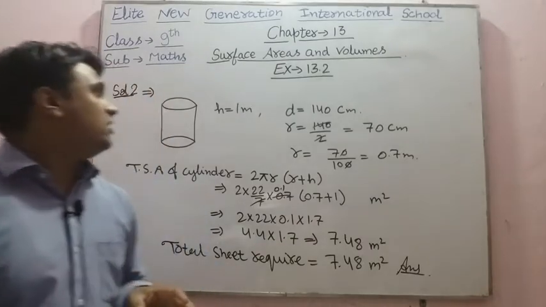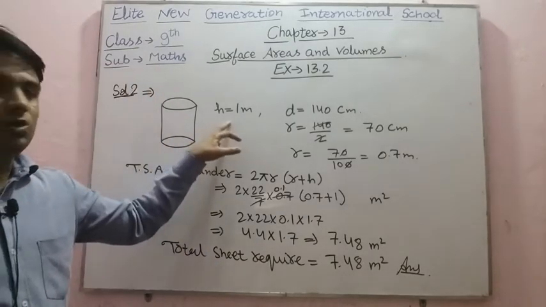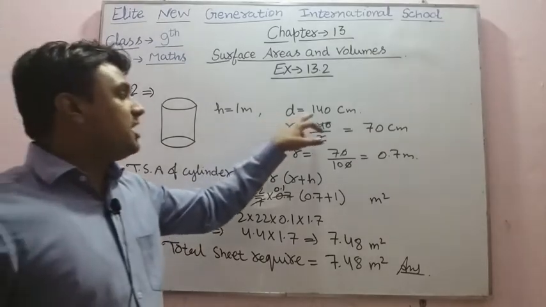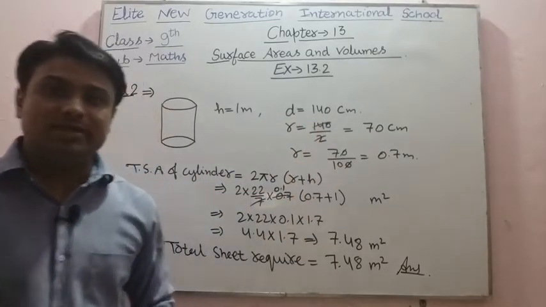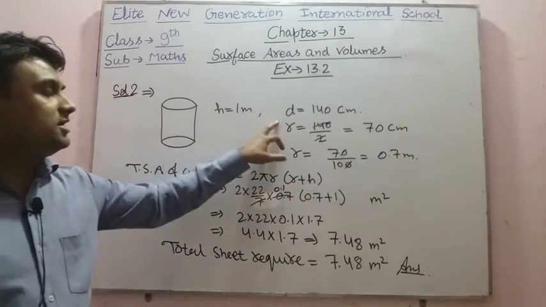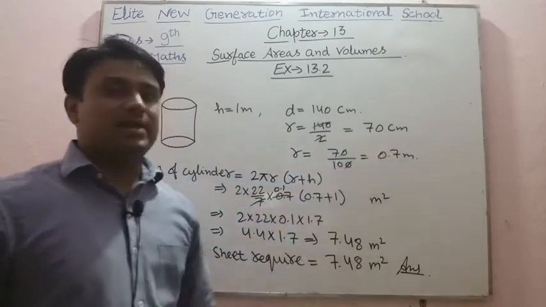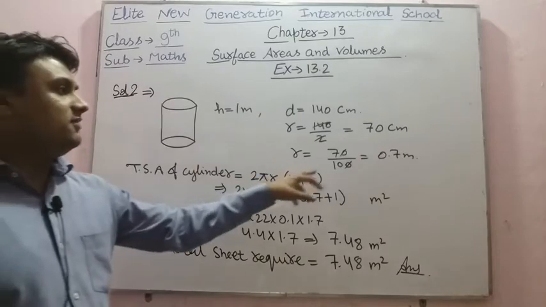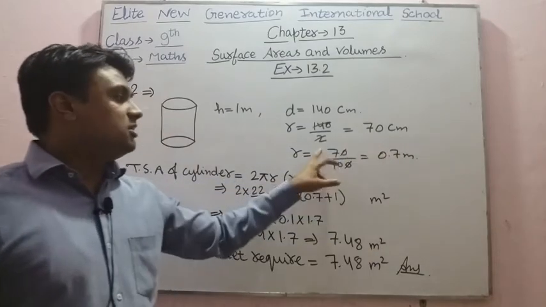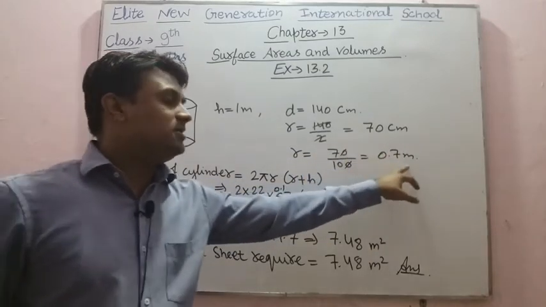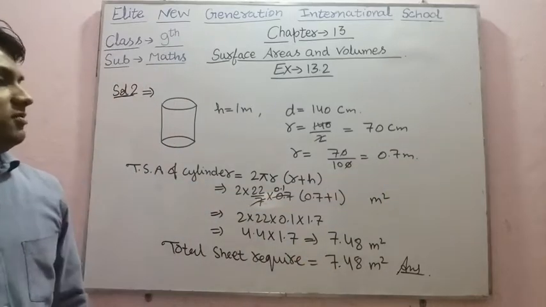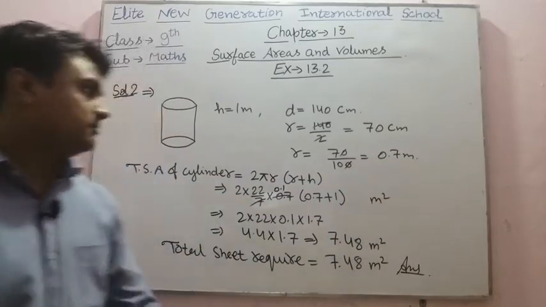So first of all we are given the height of this tank, that is equal to 1 meter, and base diameter equal to 140 centimeter. So we can find the radius will be equal to 140/2, that is equal to 70 centimeter. We will convert this 70 centimeter into meter. So 70/100, it will be 0.7 meter. So radius will be equal to 0.7 meter.